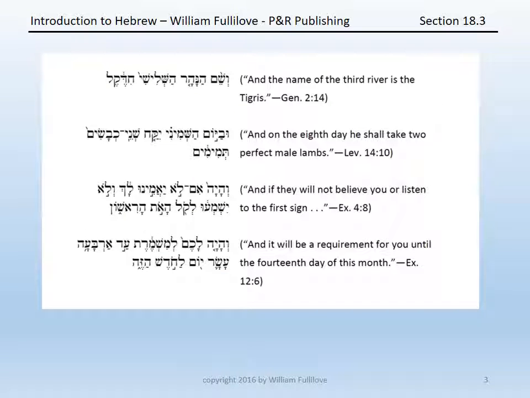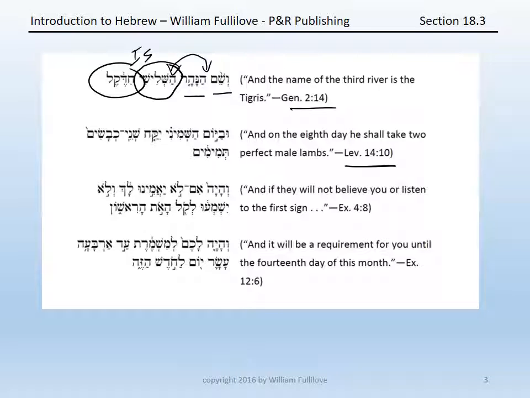Consider these four examples. First, Genesis 2:14, V'shem hanahar hashalishi hidekel. And the name of the river, which one? Hashalishi, the third river. Notice that the adjective is following and agreeing in gender and definiteness with the definite article on the front. And the name of the third river is, verbless clause, Hidekel, the Tigris.